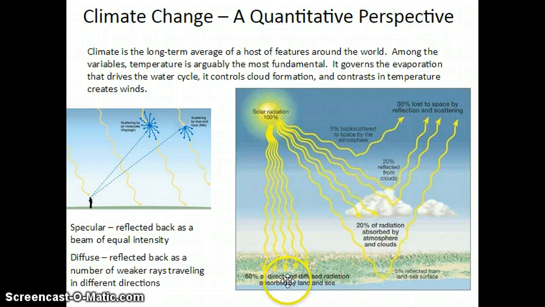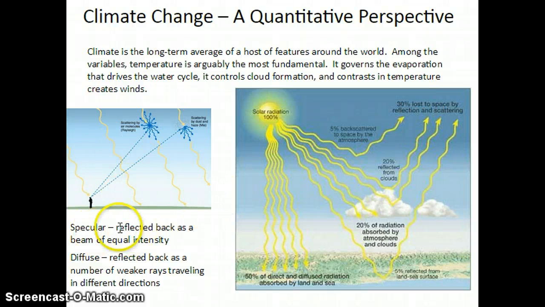However, 50% of it is direct and diffused radiation that is absorbed by land and sea. And then 20% goes into the atmosphere, is absorbed by clouds, etc. Roughly 50% is absorbed by land and water, so that's 70%, and then the rest of the 30% that's missing from the total energy budget is reflected back into space. So if you think of it in terms of the numbers, the quantitative part, we're looking at 70% staying in the atmosphere and 30% lost.